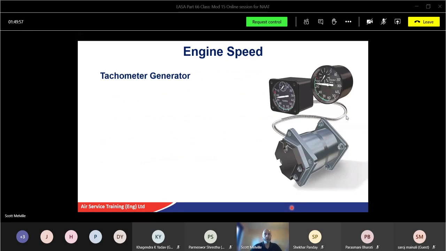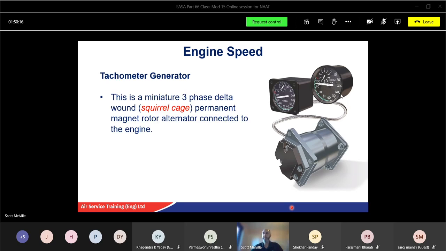For reference to speed, we're going to look at what's called a tacho generator. Basically, this is your speed gauge, it lets you know how fast your engine's going. Tachogenerator, shorthand for tachometer generator. What it is, it's a miniature three-phase delta wound, commonly known as a squirrel cage. You would have heard of that possibly in Module 3, basic electronics.